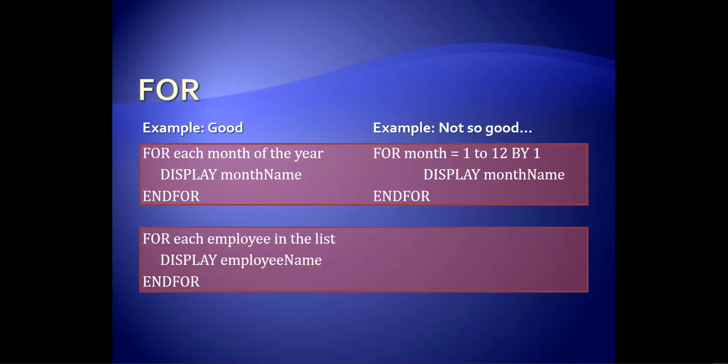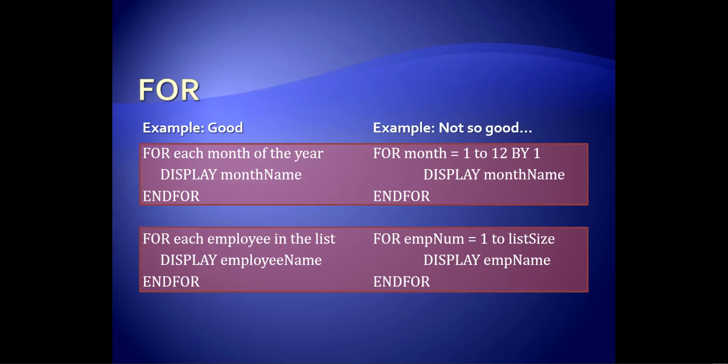Another one. For each employee in the list, display employee name. Again, we're looking at a list of employees, and we're going to display each employee name. Very clear. For empnum equal 1 to list size, display emp name. Again, same logic. Not super duper clear. So we need to be much more obvious when we're writing these statements.